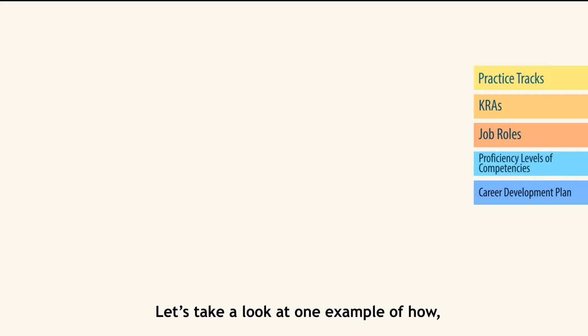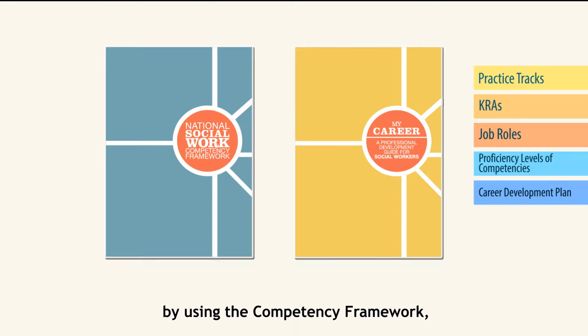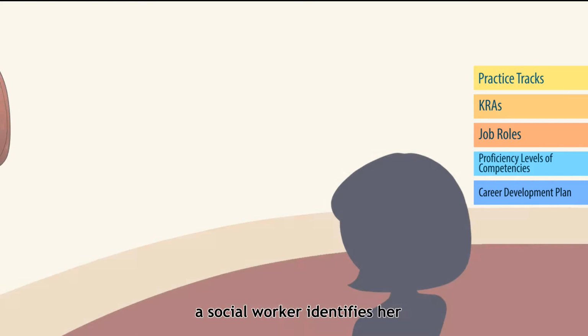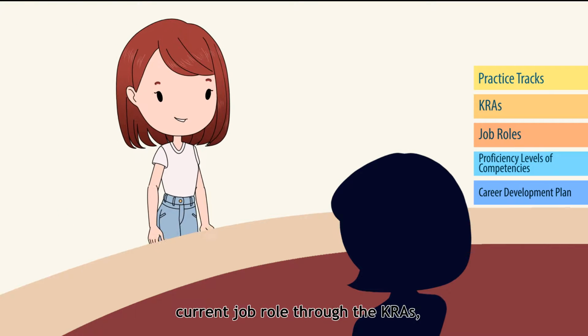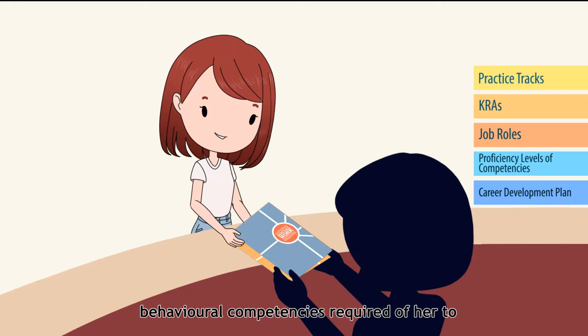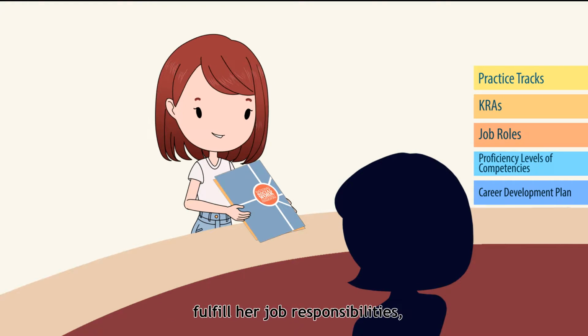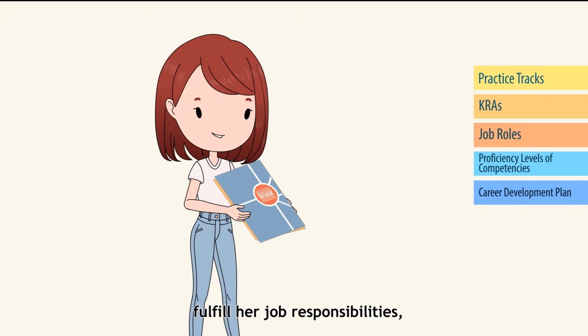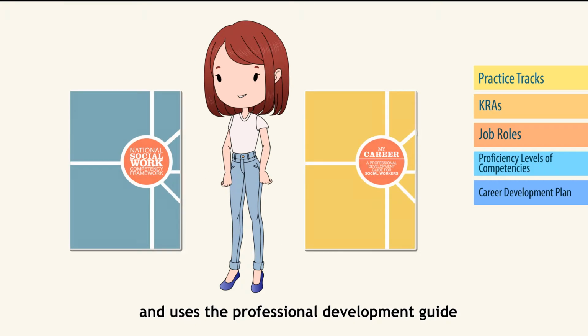Let's take a look at one example of how, by using the competency framework, a social worker identifies her current job role through the KRAs, recognizes the knowledge, skills, and behavioral competencies required of her to fulfill her job responsibilities, and uses the Professional Development Guide to chart out her career development plan.